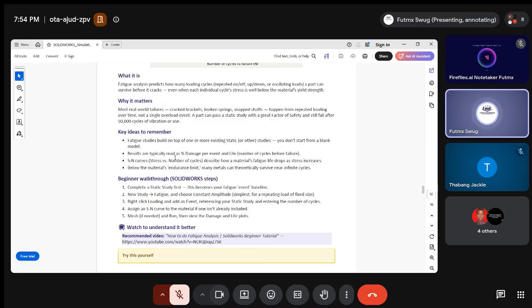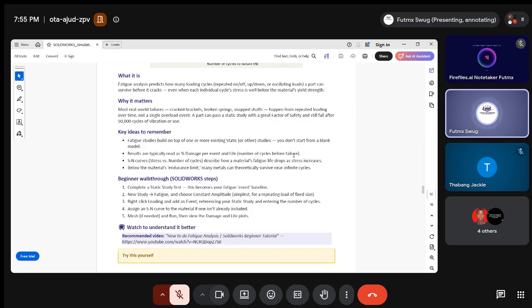Now, results are typically read as percentage damage per event and life, so number of cycles before failure. So there's a particular number of cycles before your part fails. So when you do your fatigue study, you will know, okay, when we apply 50,000 cycles of this load repeatedly, this part will fail or not.